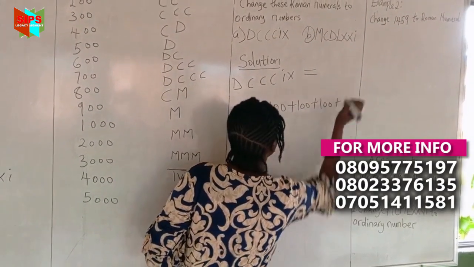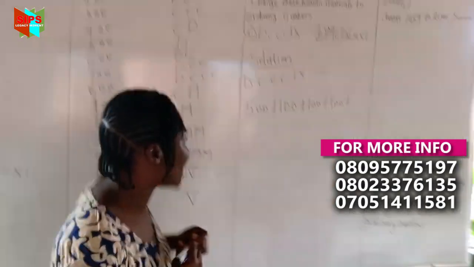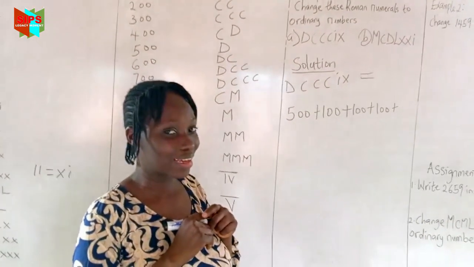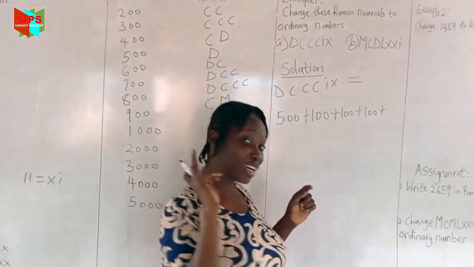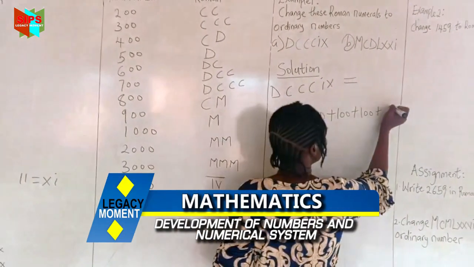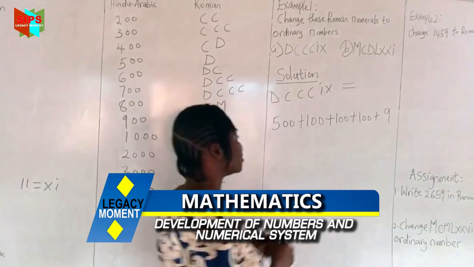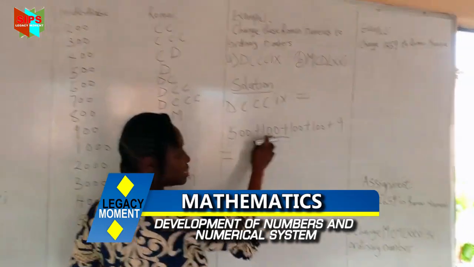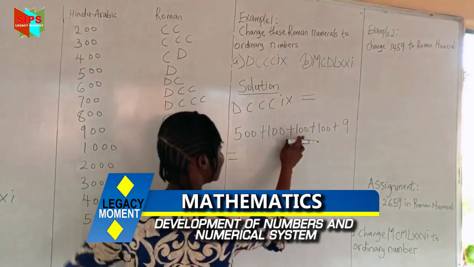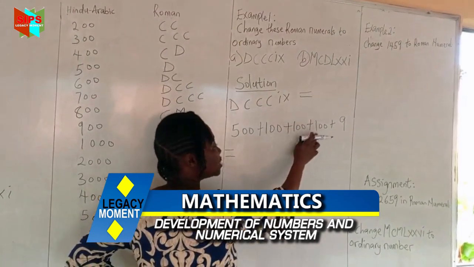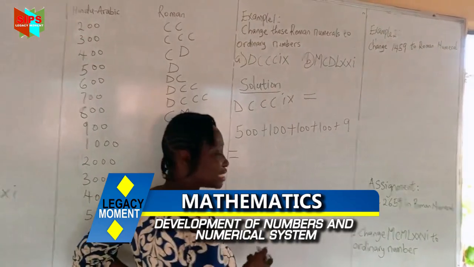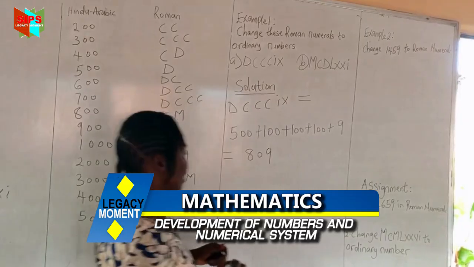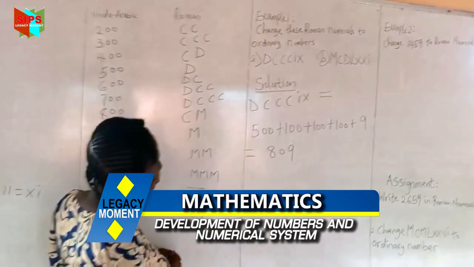Can you still remember what IX stands for? Did you just say 9? You are correct, figure 9. Then we add all these together. 500 plus 100, 600, plus 100, 700, plus 100, 800, plus 9. That is 809. I believe that is well gotten.